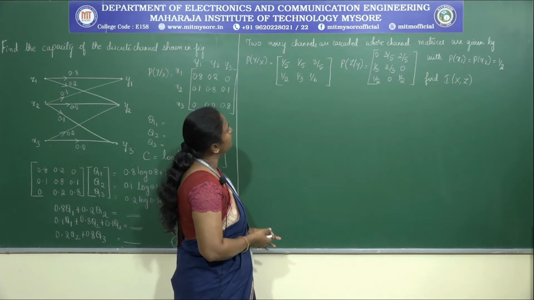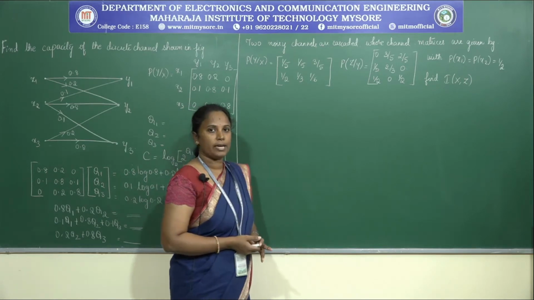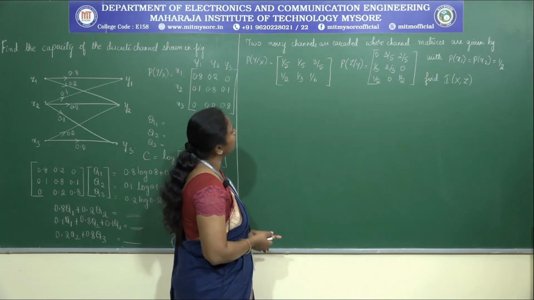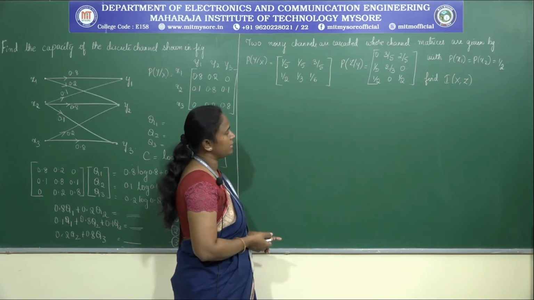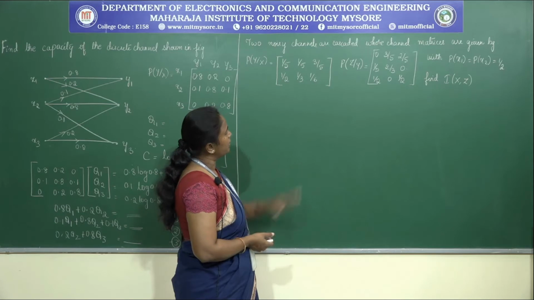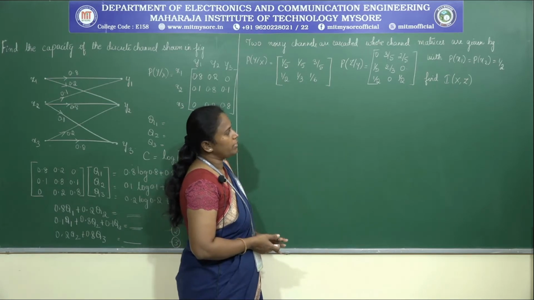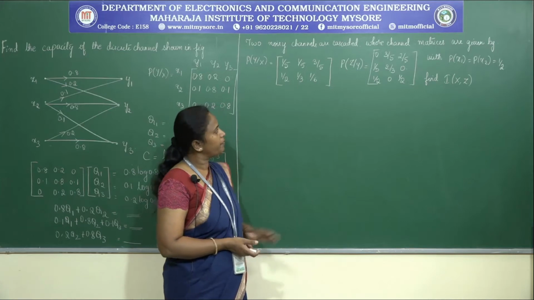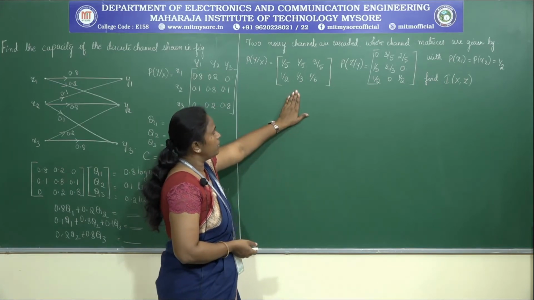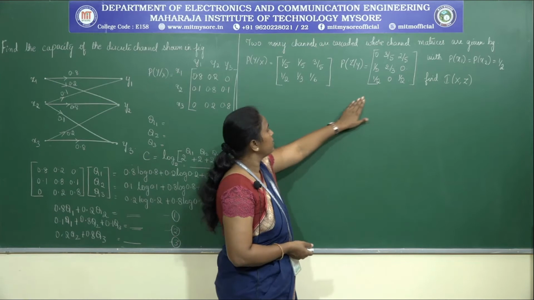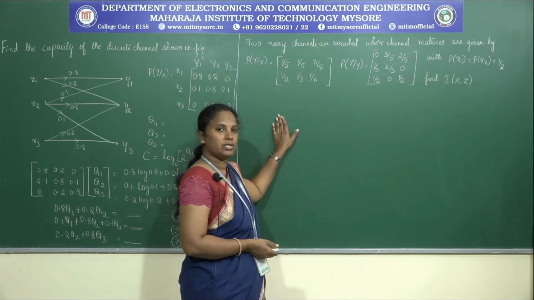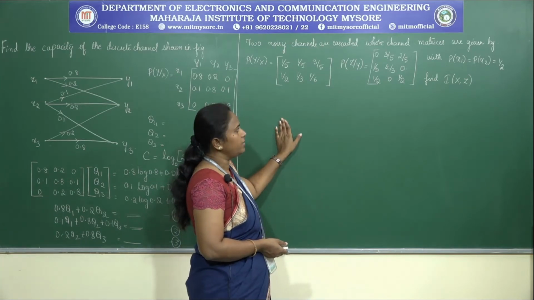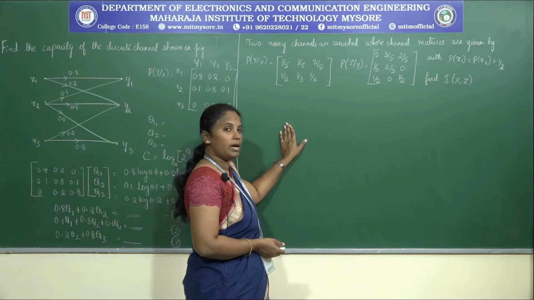The problem is related to the cascaded channel, where we have two noisy channels which are cascaded, whose channel matrices are given. We need to find the mutual information I of x comma z. Now they have given you the matrices, so you can construct the channel diagram and then find I of x comma z.